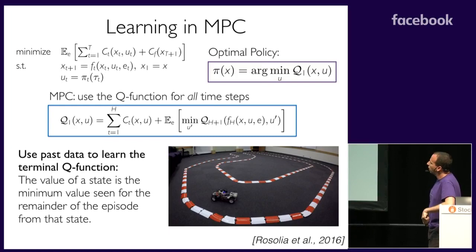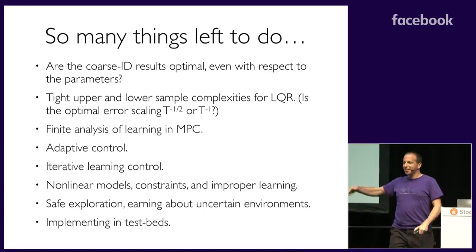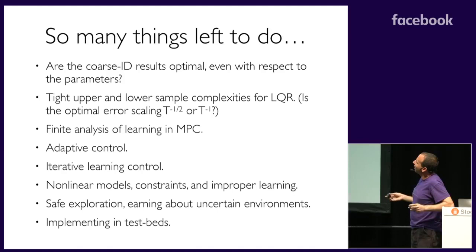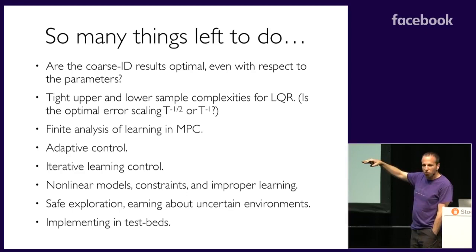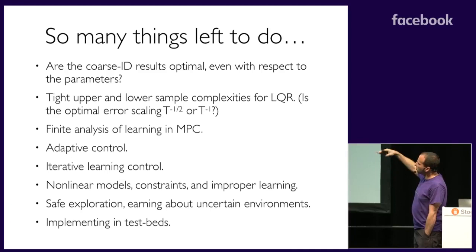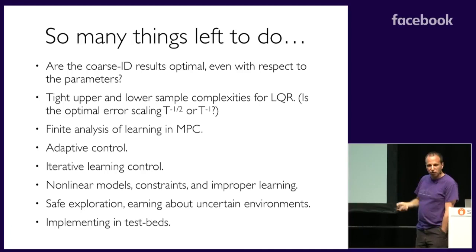Cool, so there's so many things left to do. I have an unbounded list. This is what fit on a slide. I want to just have some time, so let me at least highlight these. Theory questions. Are the results that we got for coarse-ID control for LQR optimal with respect to the problem instance parameters? Can we actually get tight upper and lower bounds for these problems? Can we get tight upper and lower bounds in what's called the adaptive setting?